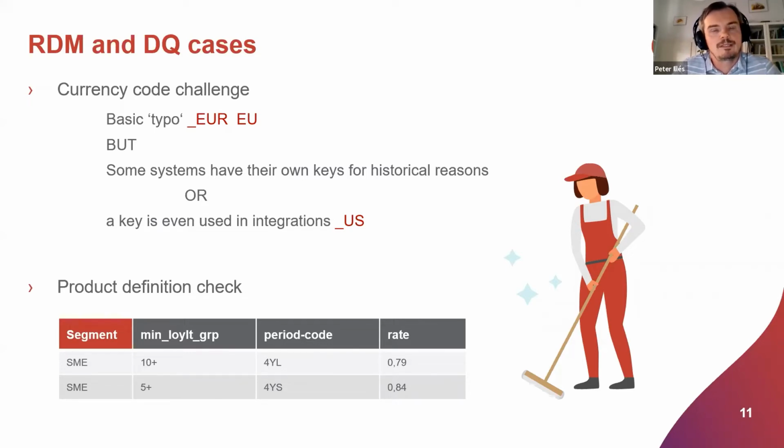And maybe a more complex case on the bottom part. Here there is a very high level example of some product definition check. So I'm checking in my RDM system or against my RDM system whether such combinations or variations of my product families are valid. So whether it's okay to have for such segment, for such loyalty and period, such a rate. So you can have your RDM system having some more complex structures when you combine multiple code lists into some meta code list, kind of a very basic product catalog.